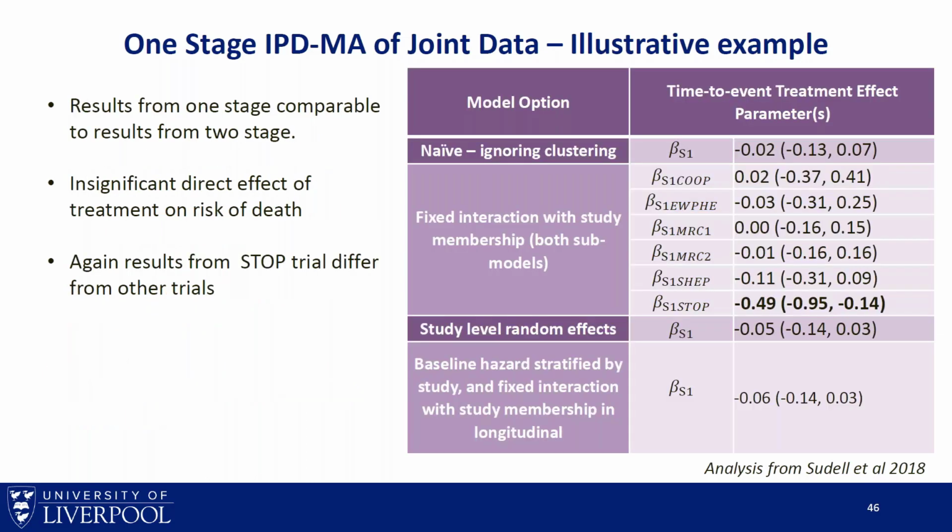Then we have the results for the treatment effect for the time to event submodel. Again, for the same set of modelling approaches. Again, the results are very similar to those from the 2-stage meta-analysis. The treatment effect is again insignificant in every case apart from the STOP trial for the fixed effect approach. So again, we don't have much evidence that assignment to treatment for hypertension directly affects the risk of an event.